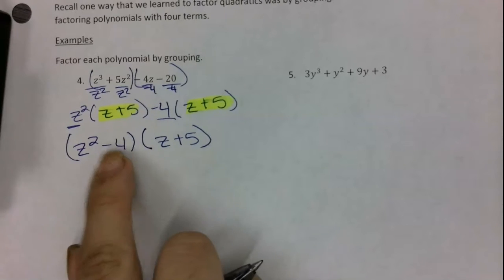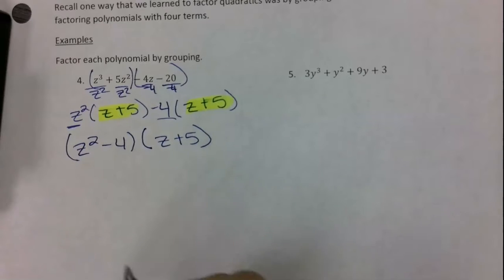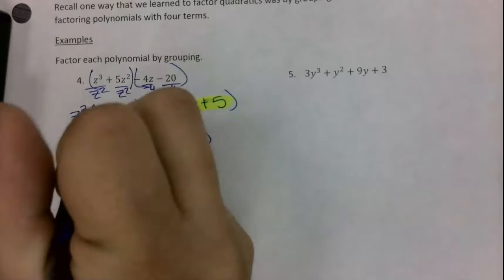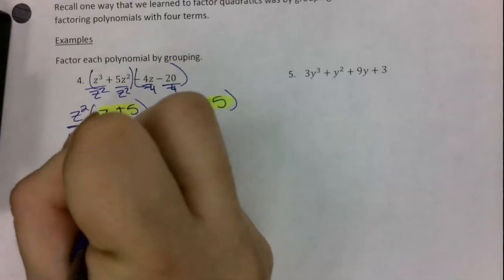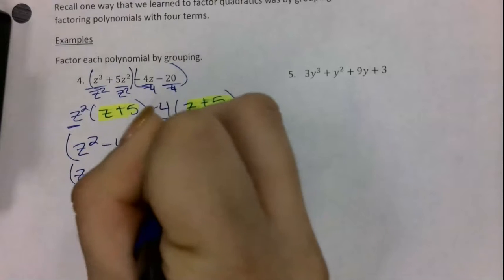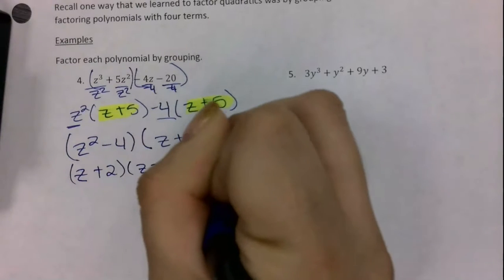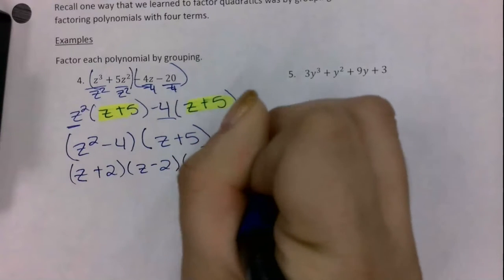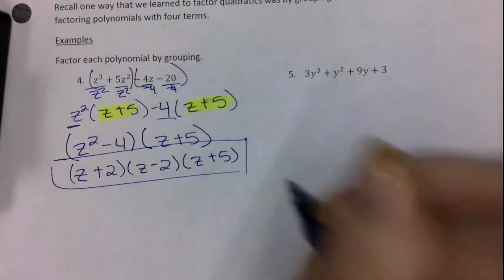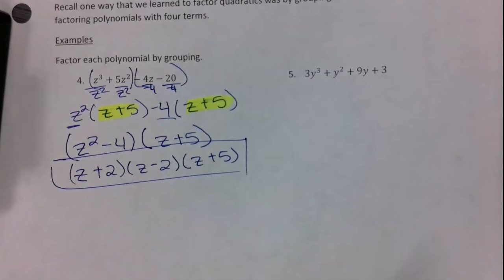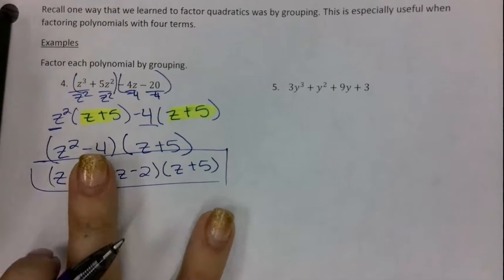Okay, and then notice I can factor this one more because it's a difference of squares. What's the square root of 4? It was one more step. I'm sorry.